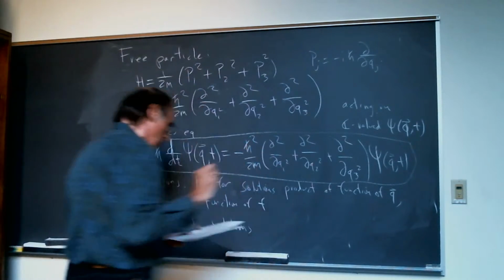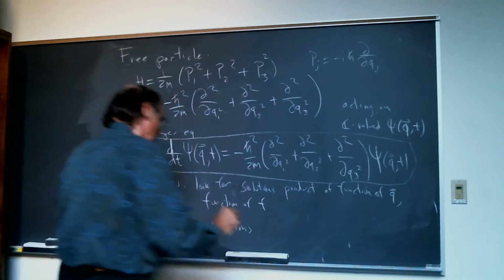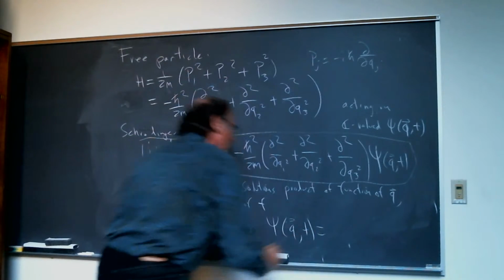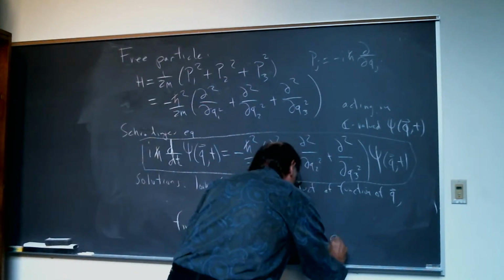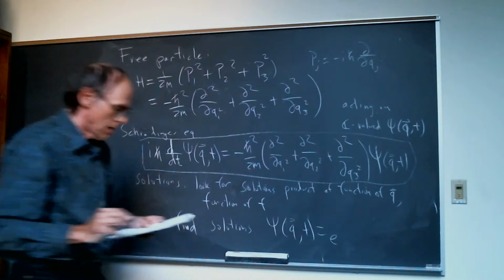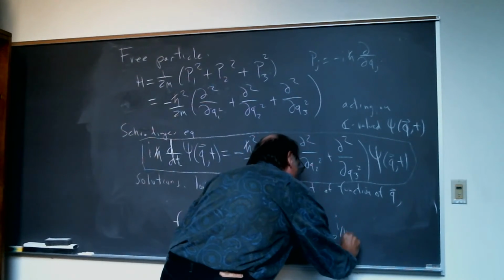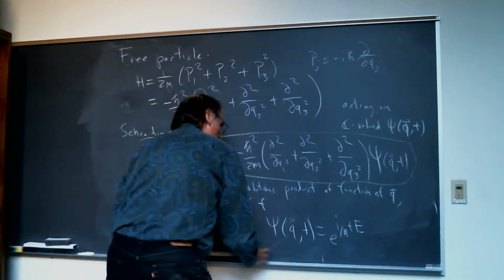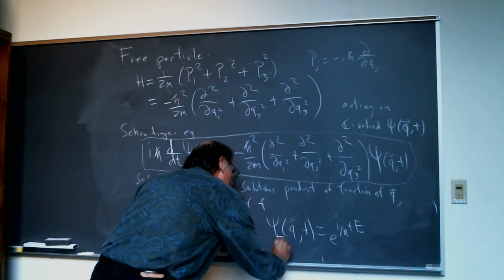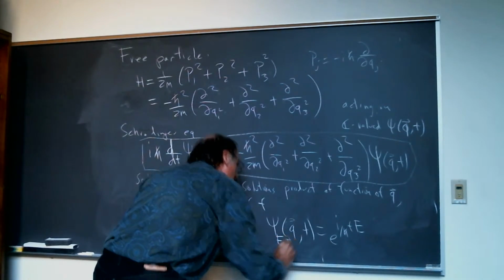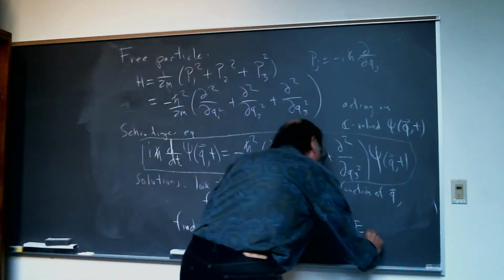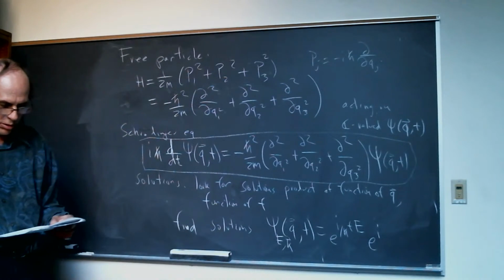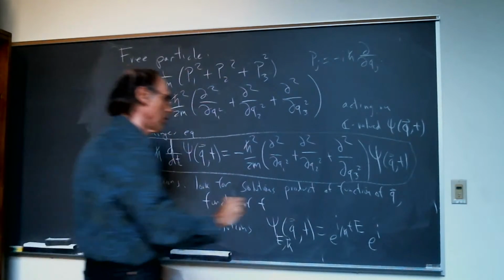So e to the, how do I want to do it? I want to write this as psi of q vector, t is equal to e to the i over h bar t e, for some e, and let's call it e of k vector, e to the i, now I've got to get, I want this k vector.